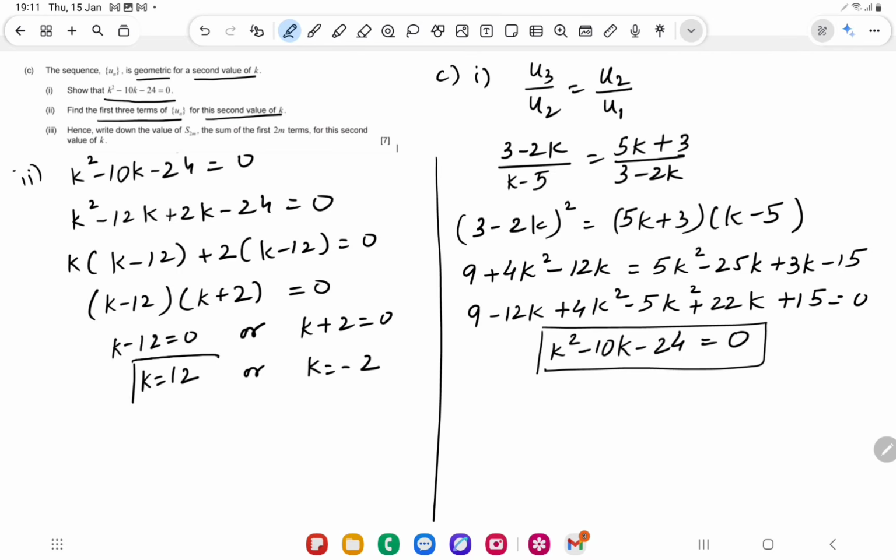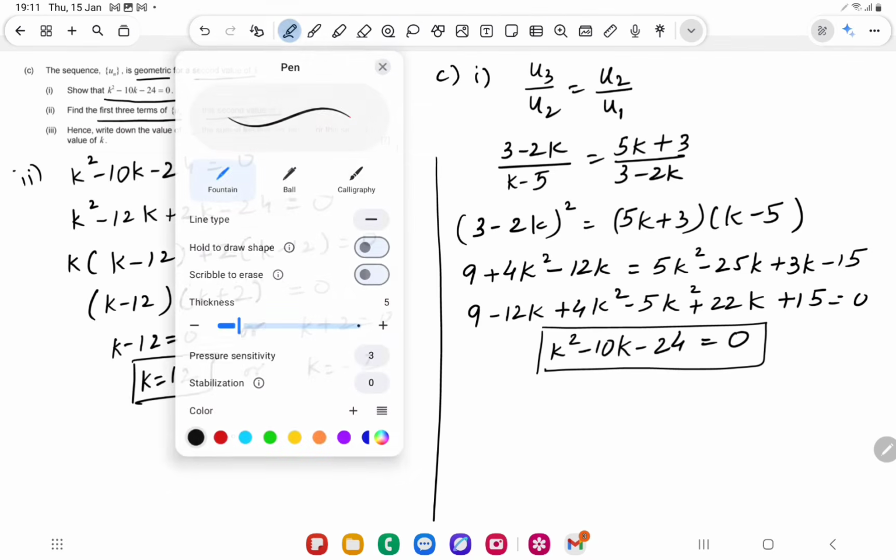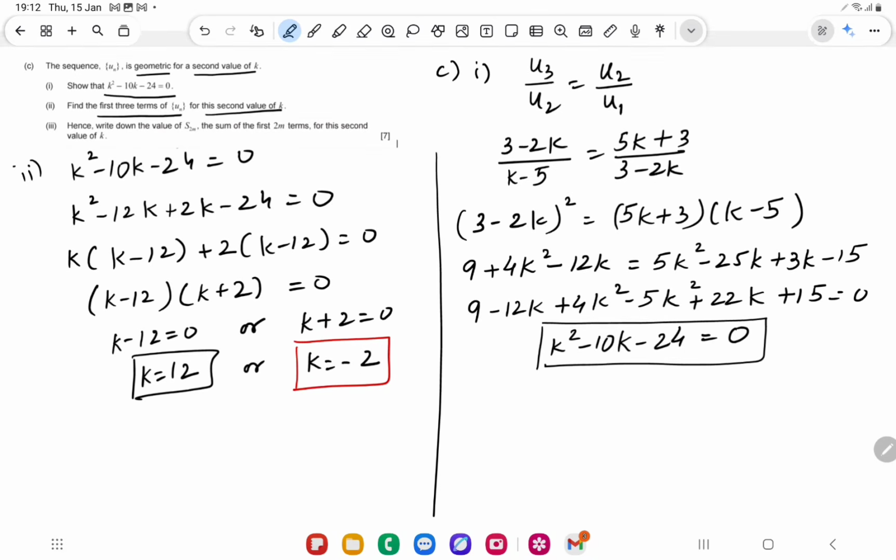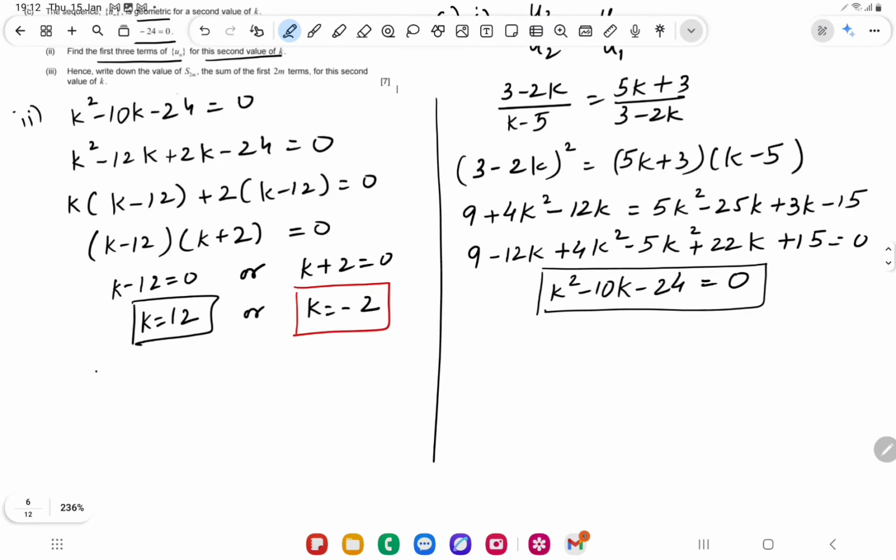Now k is equal to 12, a value that was already given to us in part B. It means this is our second value of k which the question is talking about. But we have to find the first three terms. So my u1 becomes minus 7, u2 becomes 7, u3 becomes minus 7. So these are my first three terms of un.